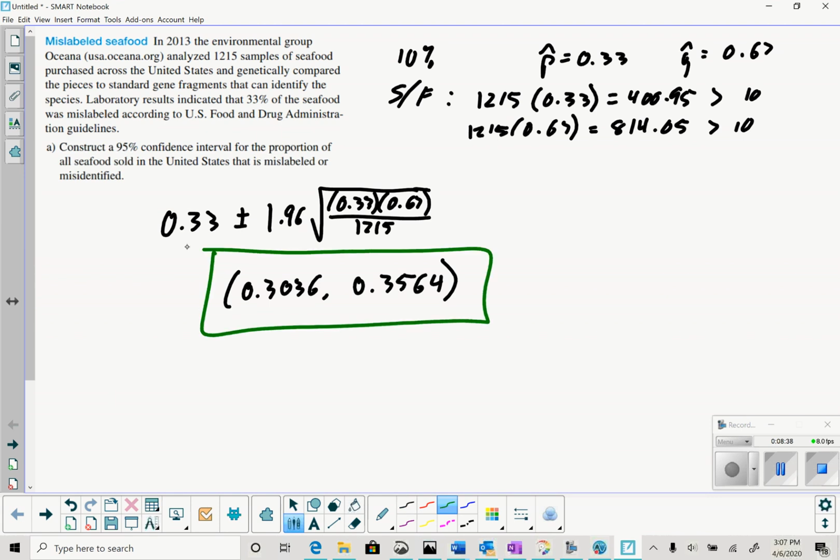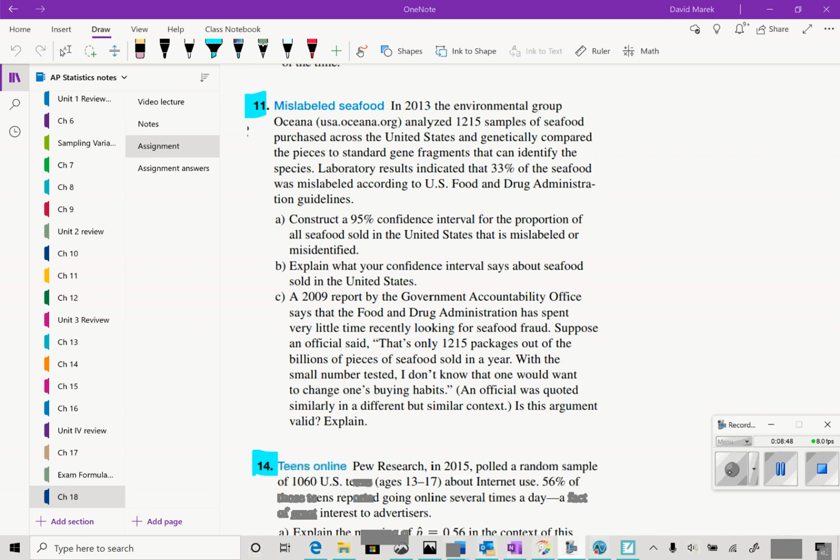So this is our 95% confidence interval for the proportion of all seafood sold in the United States that's mislabeled or misidentified. As usual, they're going to ask you to interpret what is the significance of this interval, this group of numbers that you created here, in context. Okay, so you would have to write out something.